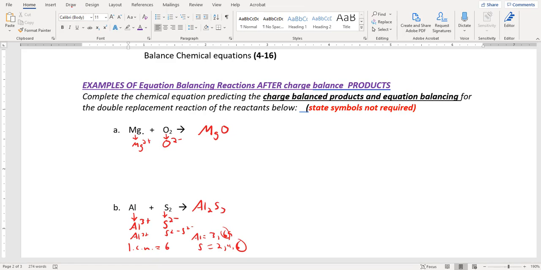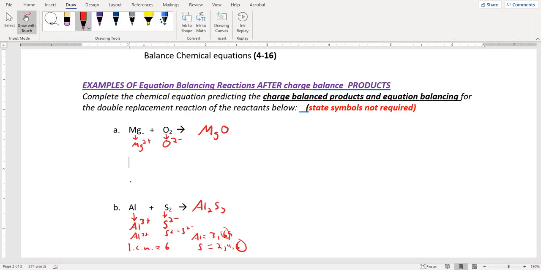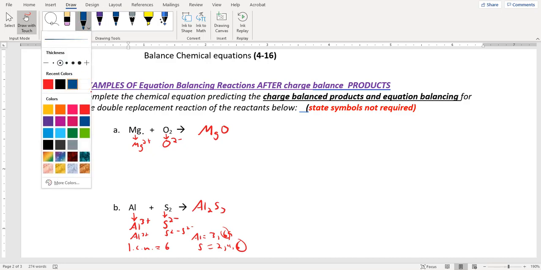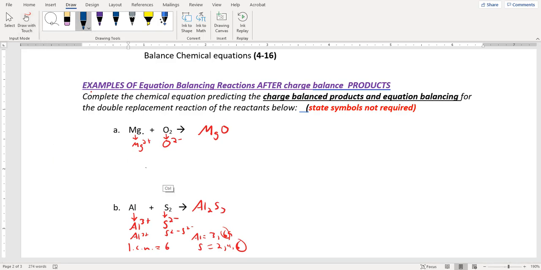In the first step, you had to predict the charge balance products. In the next step, I'll use a blue pen, go ahead and create a nice atom grid in order to show the reactant atoms and product atoms. So this is what I do. I name the species in front. There's magnesium. There's oxygen. I then put in parentheses how many there are. There's 1 magnesium. There's 2 oxygen.